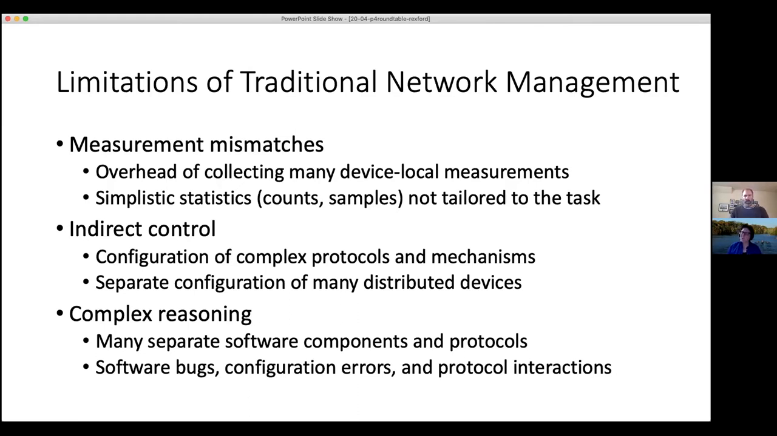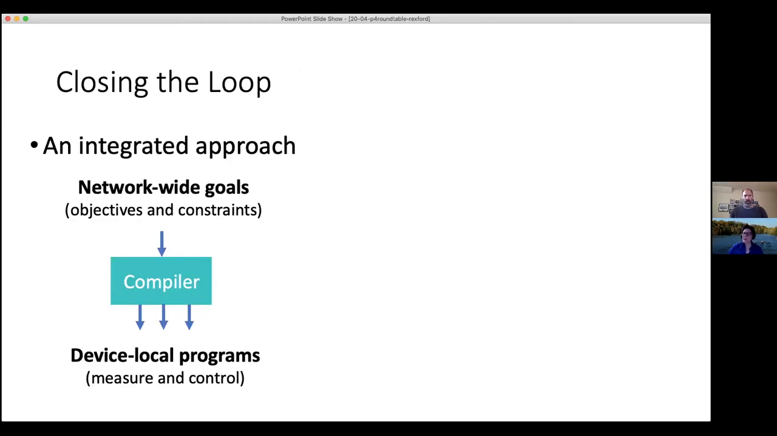So the emergence of programmable data planes is really making it possible to rethink how we do this, to close the loop, if you will, to have a more integrated approach to how the control loop is run. To start with network-wide goals, objectives for what the network operator wants to see happen, constraints on how that might be allowed to happen, and then a compiler can synthesize the device local programs that now run directly in the data plane of the network devices. At some level, this is motherhood and apple pie of intent-based networking.